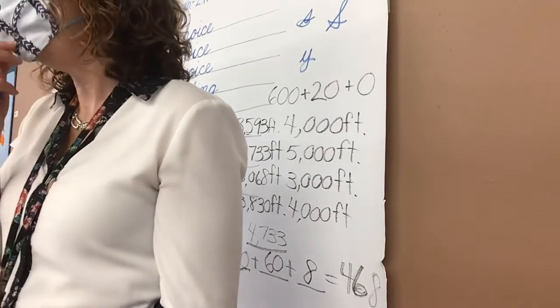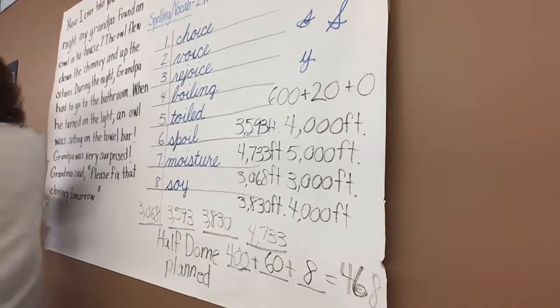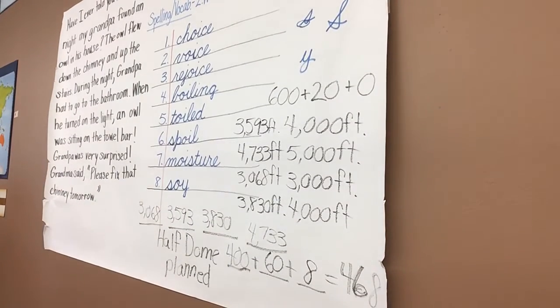And what would one more be? 648. So we have 646, 647 was the original number, and 648.